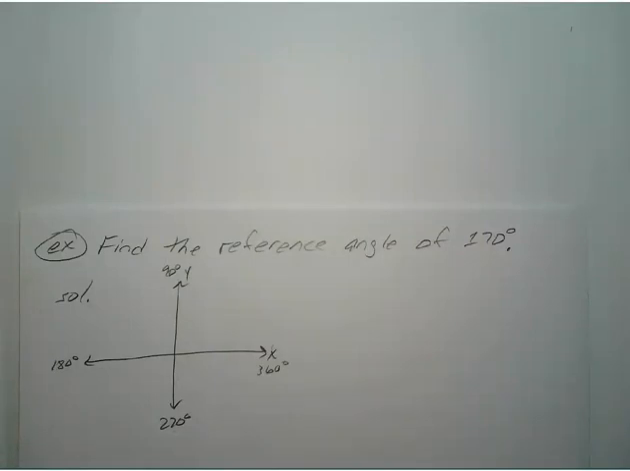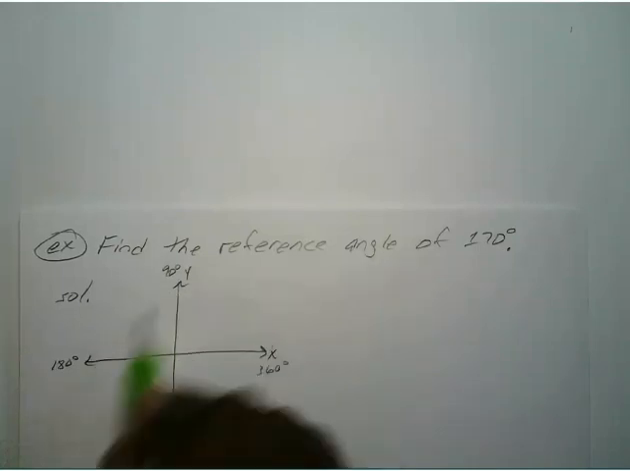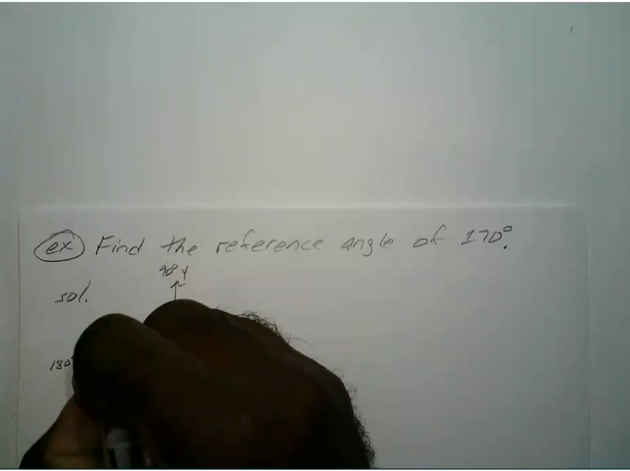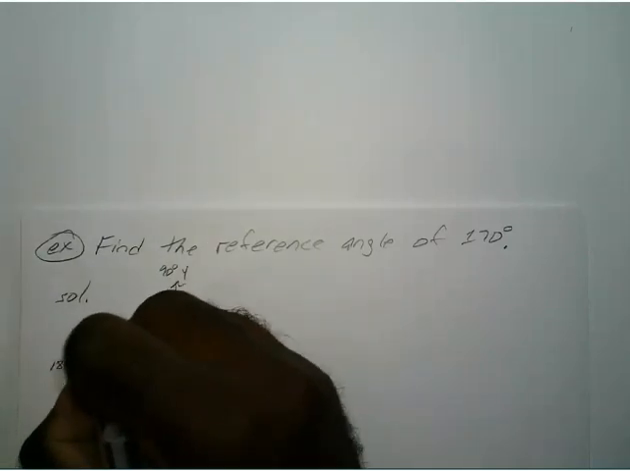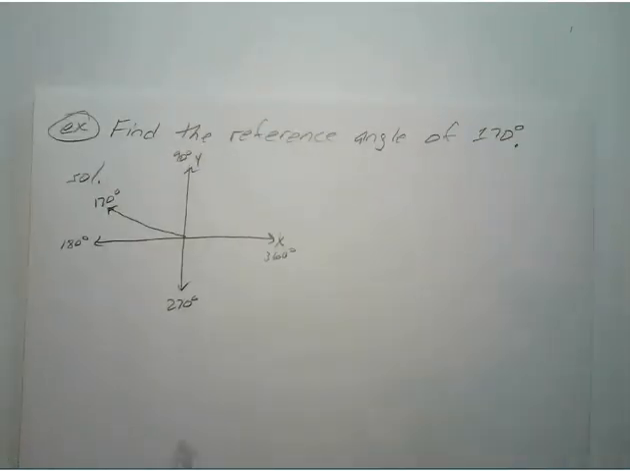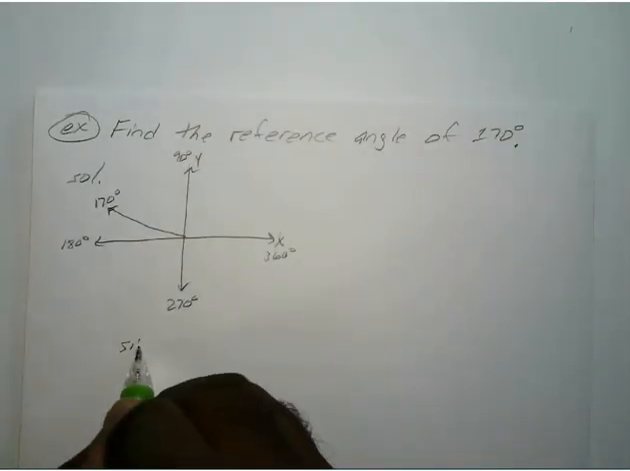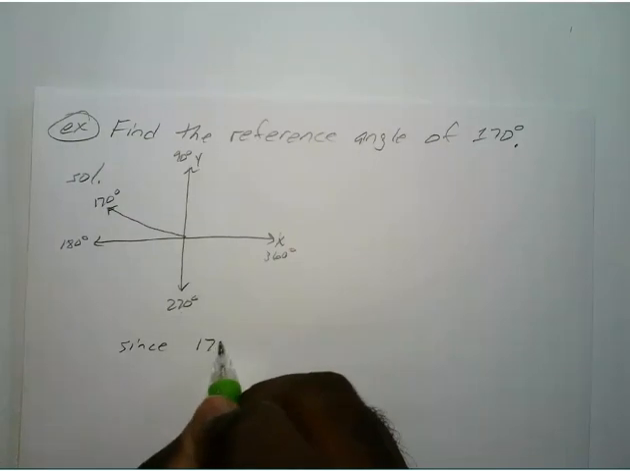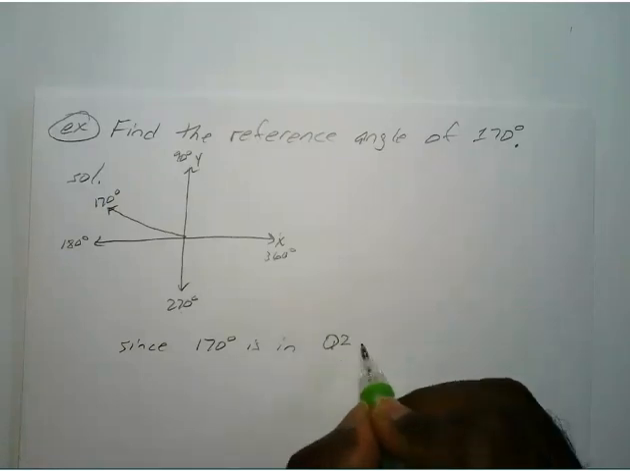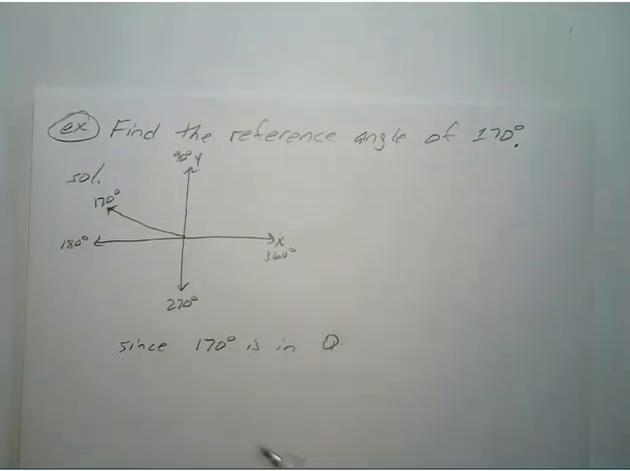So 170 degrees is in here somewhere. We don't have to be perfect. We just have to know which quadrant. So let's say it's about here somewhere. Let's say this is 170 degrees. So we know it's in quadrant 2. So since 170 degrees is in quadrant 2, I'll put the Roman numerals just to not have so many numbers flying around.